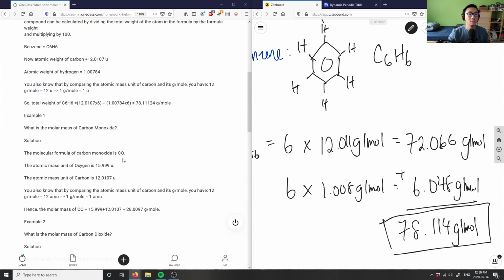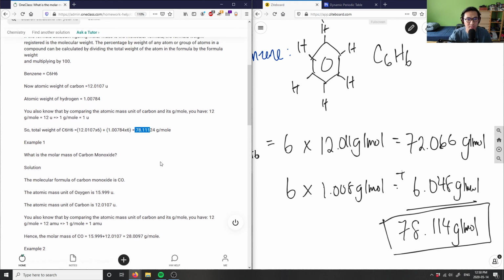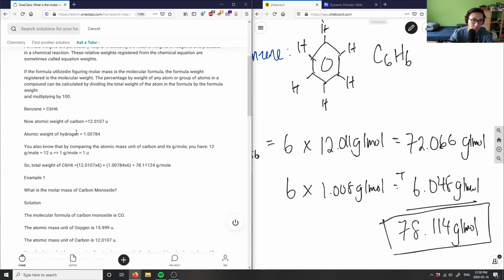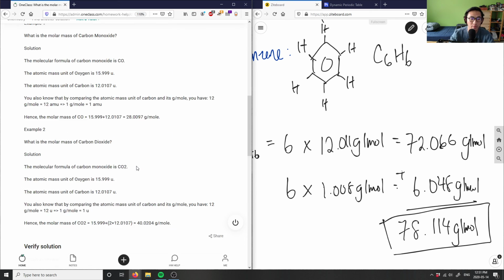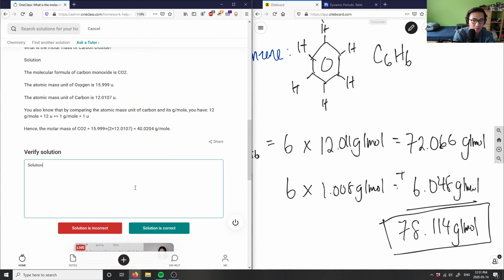So as you can see, this solution here is correct. They got 78.11. 114 is close enough. And again, all they're doing is simply taking the atomic mass of carbon and hydrogen, which is 12.011 and 1.008, and multiplying by 6, right? So they did C6H6 is 12.01 times 6 because I have 6 carbons, plus 1.008 times 6 because I have 6 hydrogens, and they sum it up to give me 78.114. The solution here is correct. It's good analysis as well.